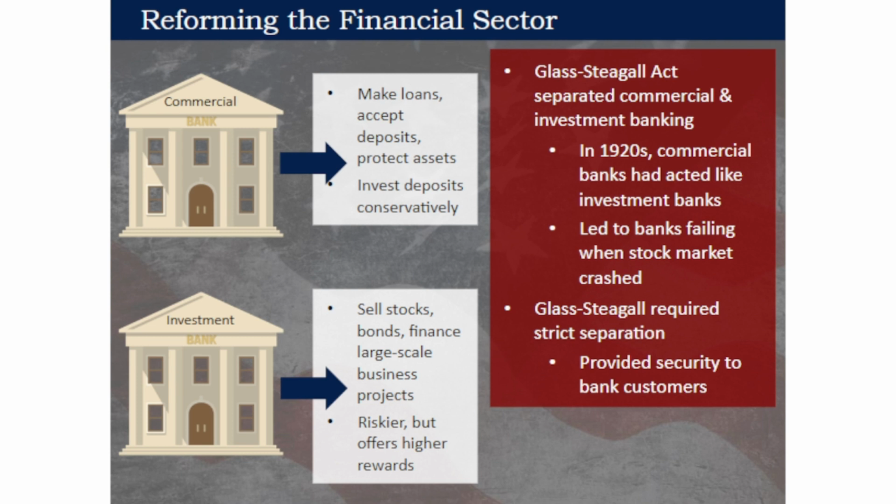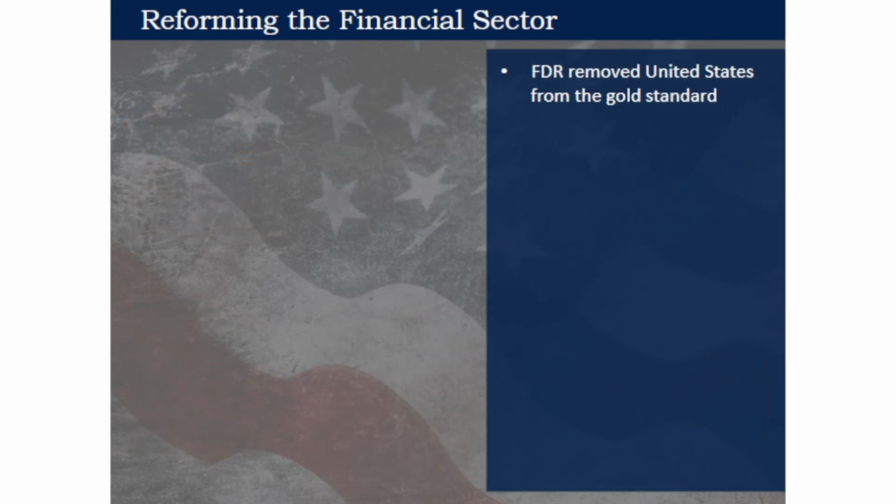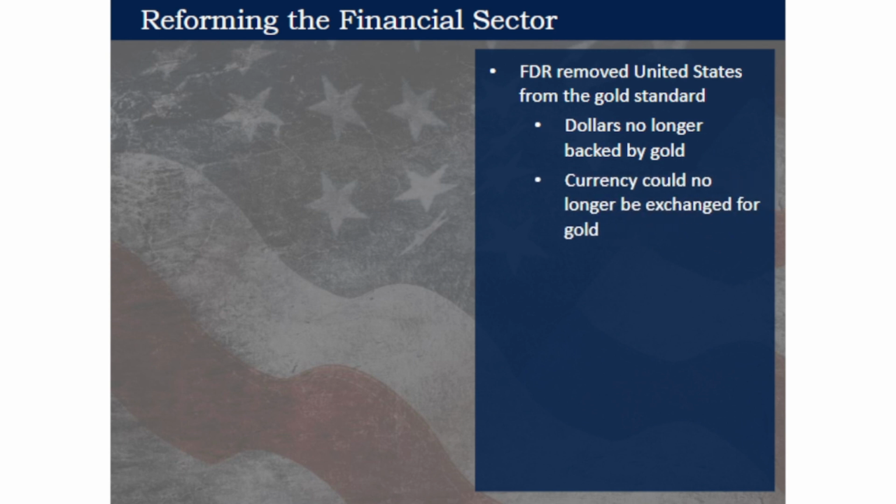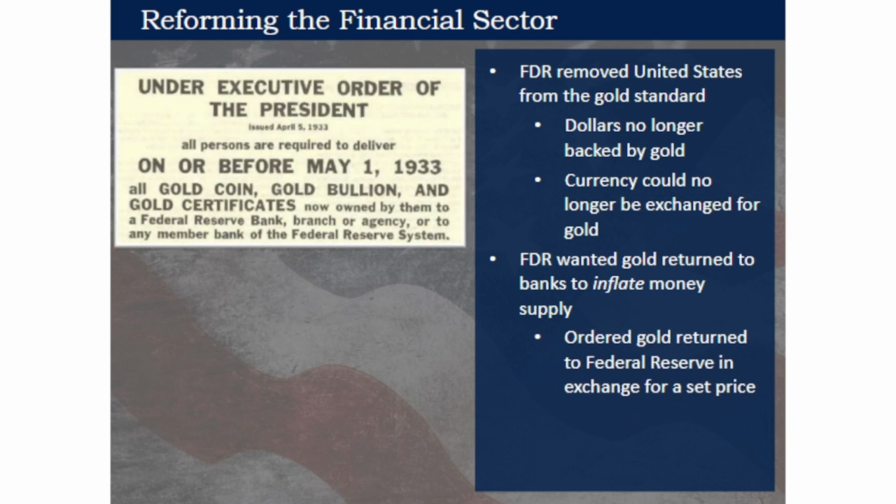Another decisive action FDR took during the 100 days was to remove the United States from the gold standard. This meant that U.S. dollars were no longer backed by gold, and that holders of currency could no longer go to a bank and exchange their paper money for actual gold. Instead, FDR wanted gold returned to the banks in order to inflate the money supply and allow the printing of more cash. In fact, he signed an order requiring holders of gold to return it to the Federal Reserve in exchange for a set price.